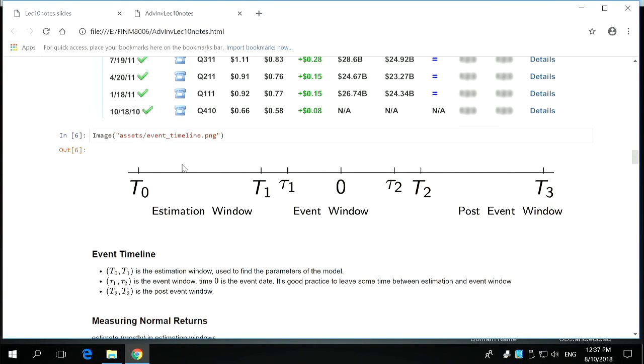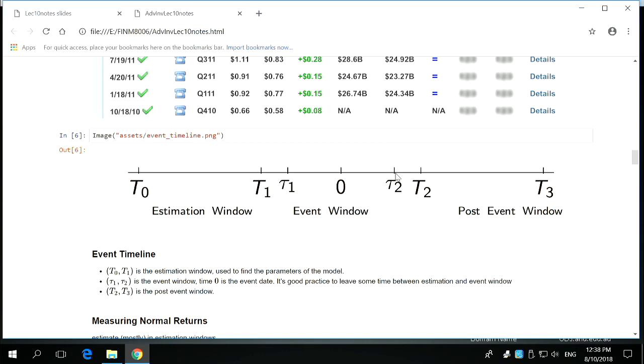So let's say the event happens in a day, right? So this time 0 is when the event happens, okay? Now we want to set up a window to estimate what happened during the event. So the first thing you determine is an event window, which is from tau 1 to tau 2 on this graph.